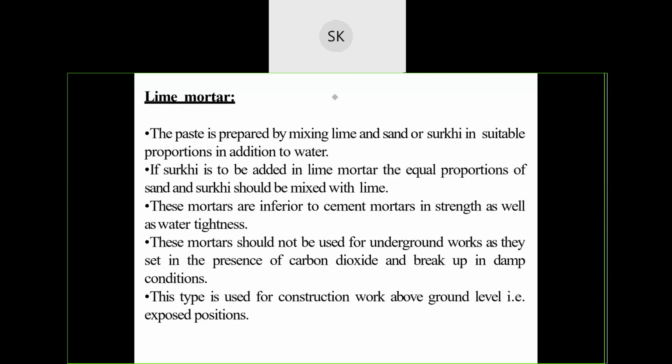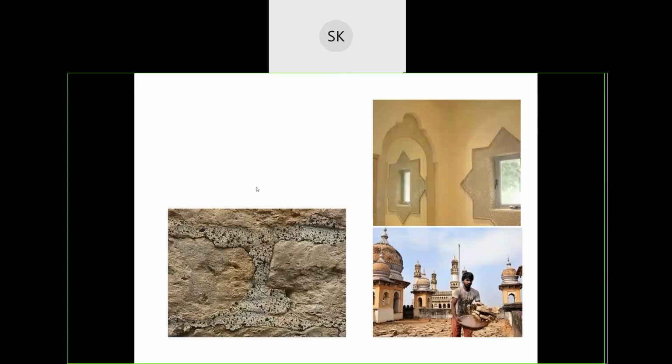So these mortars should not be used for underground works. This type is used for construction work above ground level, that is, for exposed positions. For superstructure you can use it, but you cannot use this lime mortar for substructure. These are a few examples where lime was used in old structures.